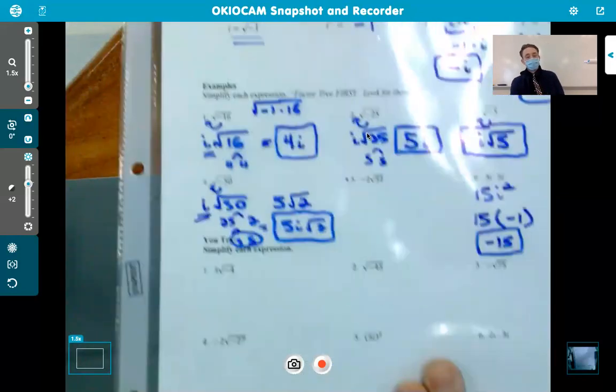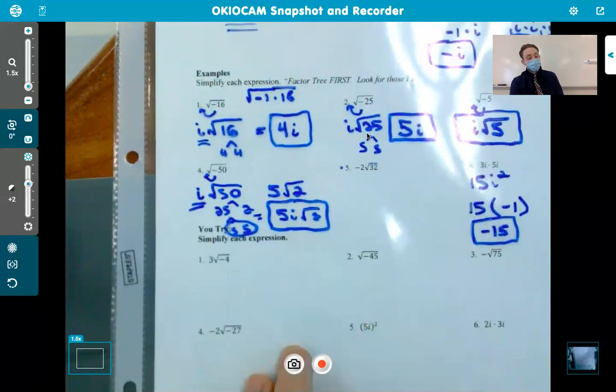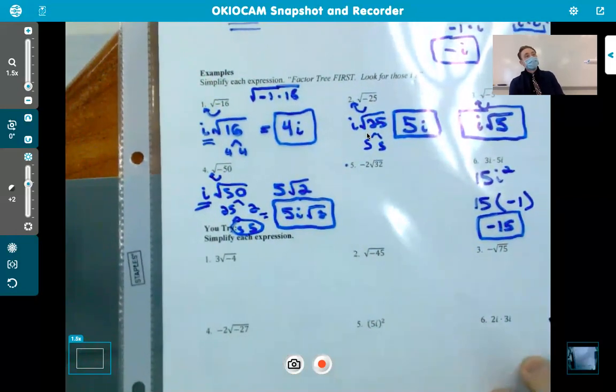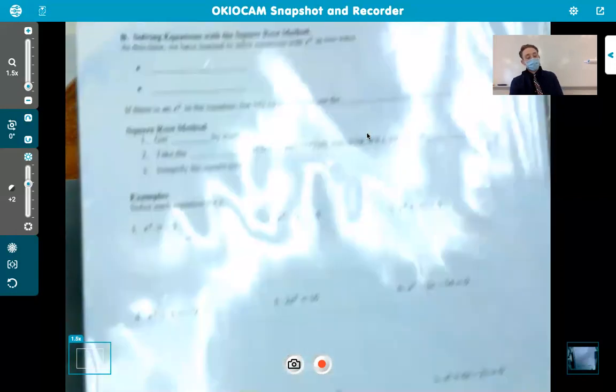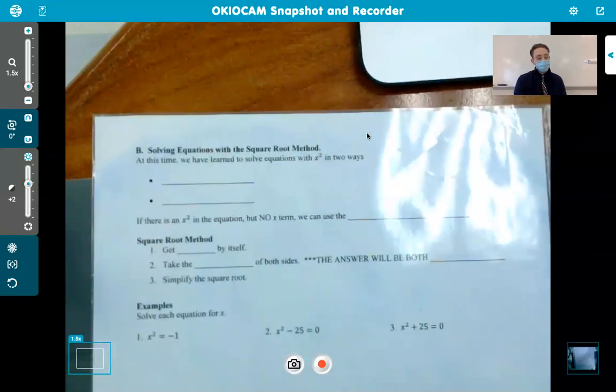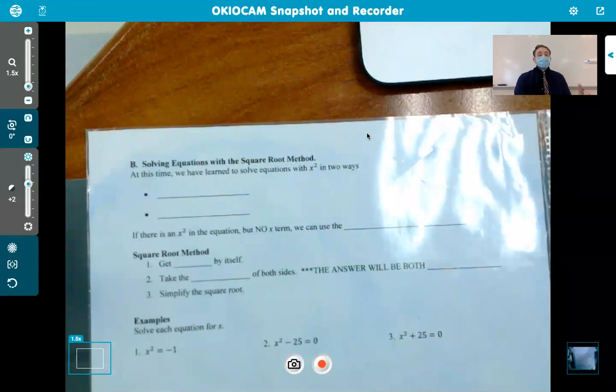Okay. We're going to save the U try section at the bottom for tomorrow. We'll pick some problems from that to kind of review the concepts we talked about today. But we're going to skip over to the second page now, where we're going to solve equations by using what's called the square root method. All right. And we're going to take what we just learned by doing the square root of negative numbers and apply that to this method of solving equations.